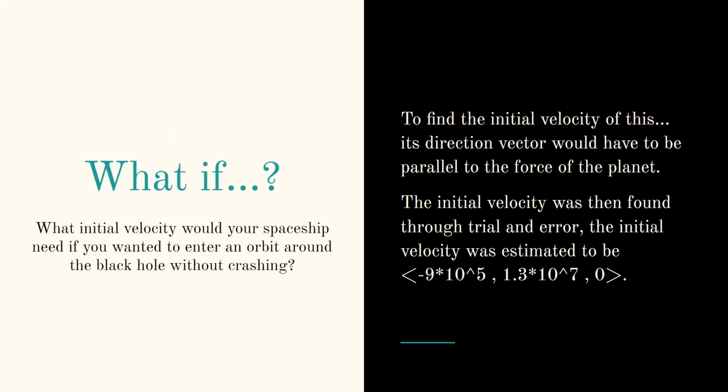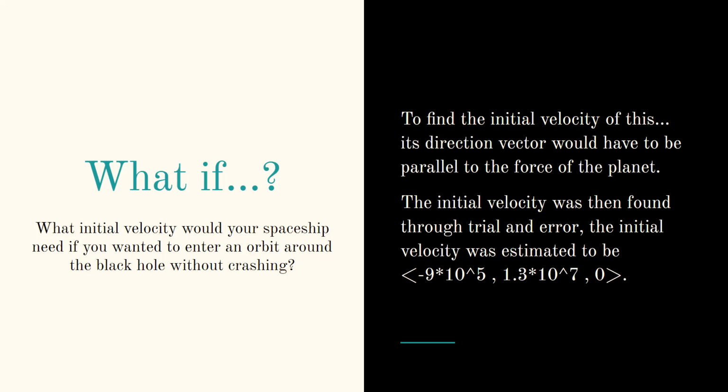Then when looking at the what-if, I had to find the initial velocity of the spaceship so that it could enter an orbit around the black hole without actually crashing. So for this, I had to acknowledge the fact that the direction vector of the initial velocity would have to be parallel to the force of the planet, and also the initial velocity would have to be greater than the velocity of the planet itself.